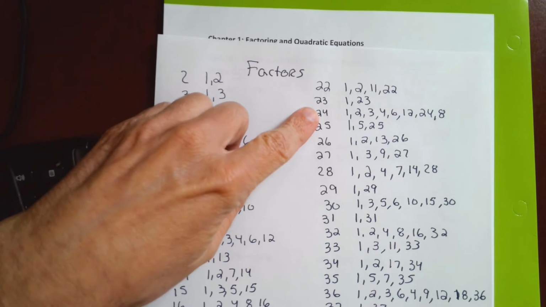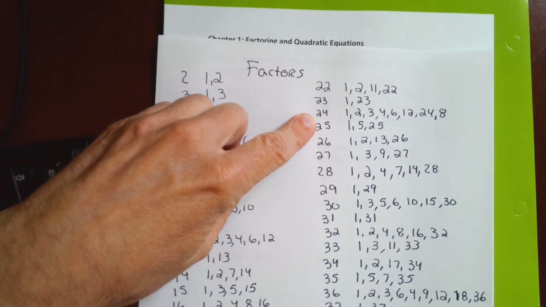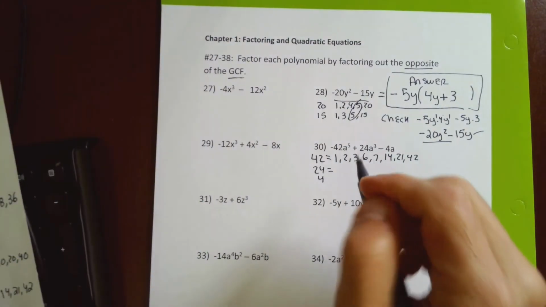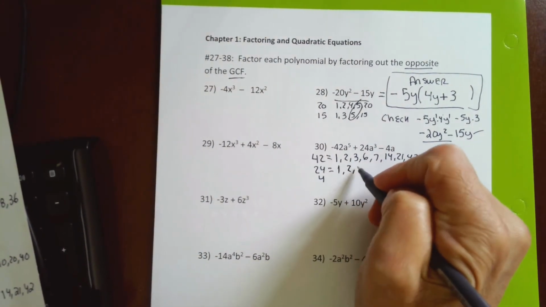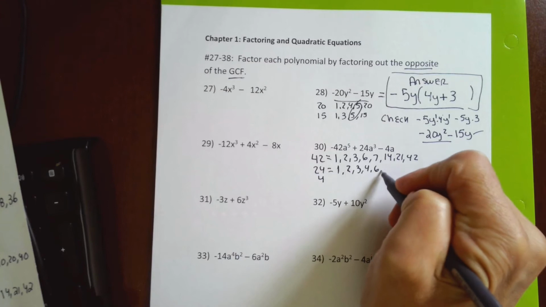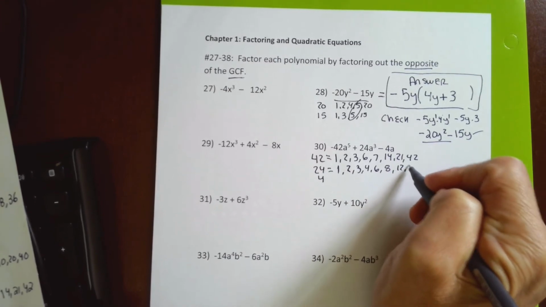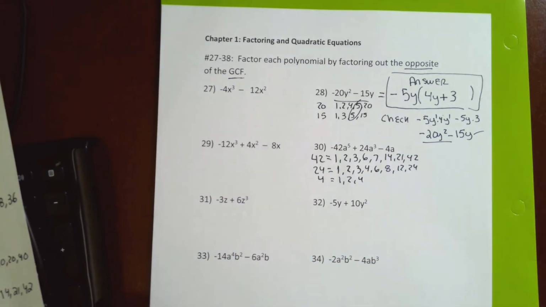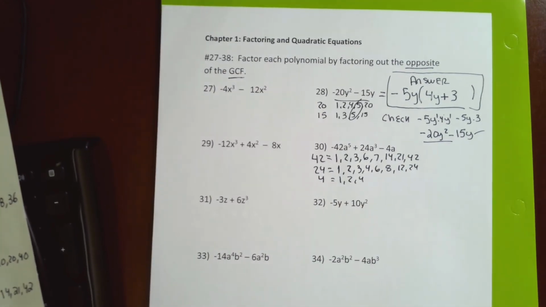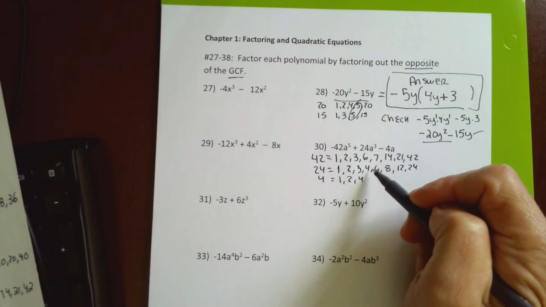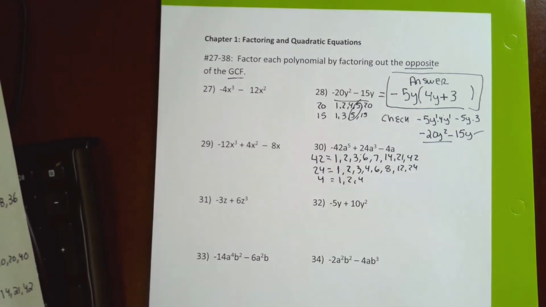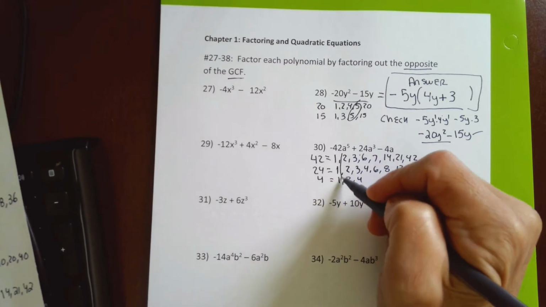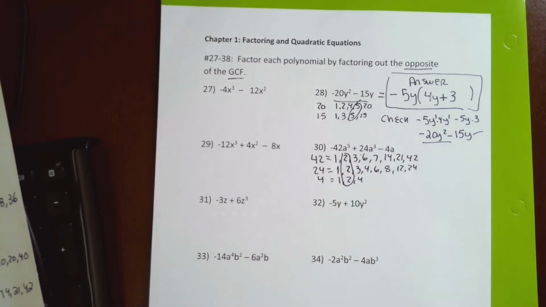The factors of 24 are 1, 2, 3, 4, 6. Forgot the 8. 1, 2, 3, 4, 6, 8, 12, and 24. And 4 is so small, I don't need to go to my sheet. It's 1, 2, and 4. I look at this, and it's tempting to say 4 is the greatest common factor, but 42 doesn't have a 4. 6 isn't the common factor because 4 doesn't have a 6. The greatest common factor is just going to be the 2 that they have in common.